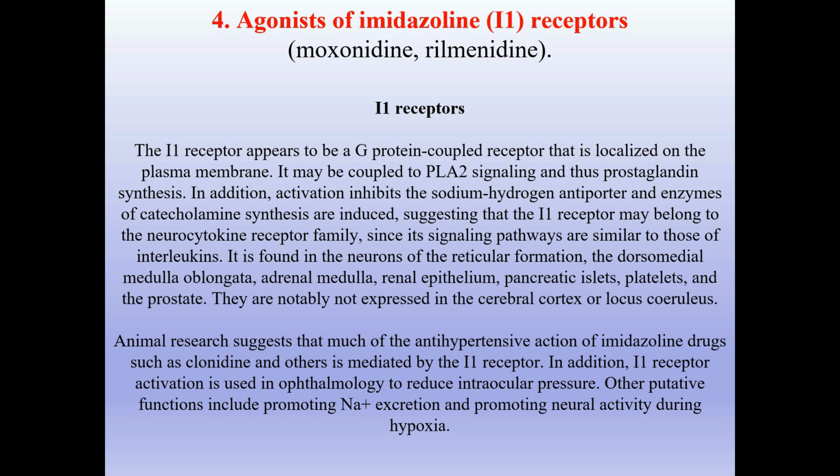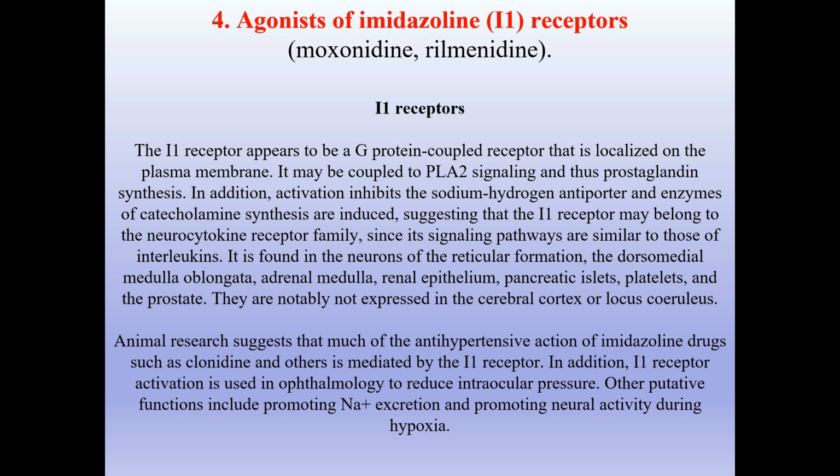Fourth group, agonists of imidazoline I1 receptors. Here we have moxonidine and rilmenidine. The I1 receptor appears to be a G-protein coupled receptor that is localized on the plasma membrane. It may be coupled to PLA2 signaling and thus prostaglandin synthesis.